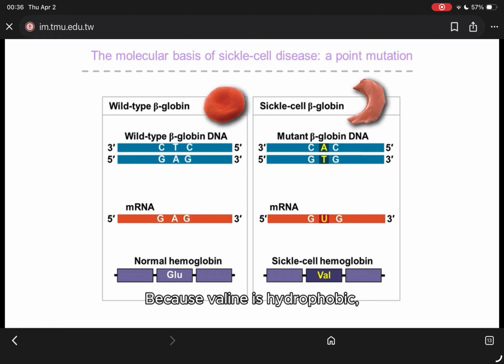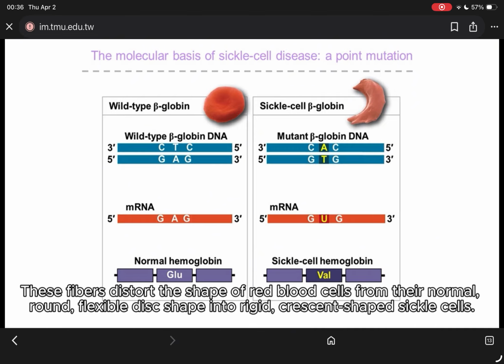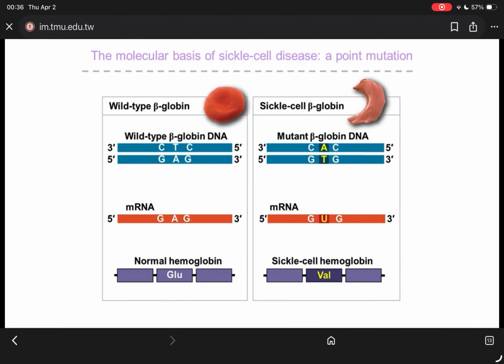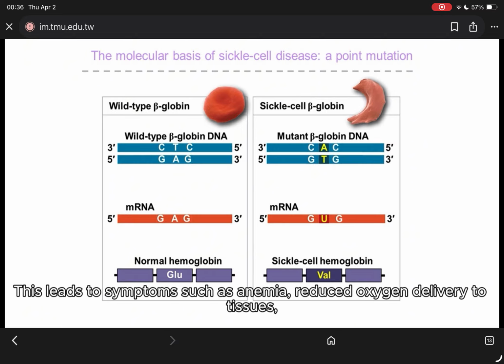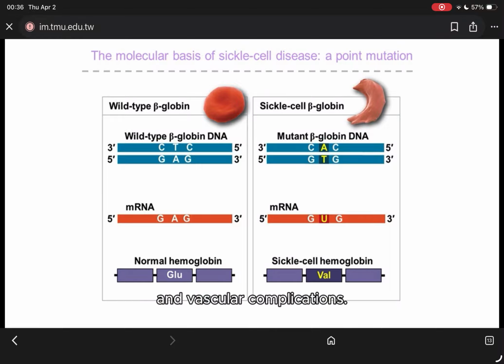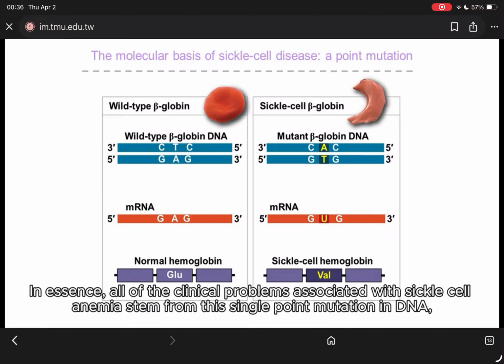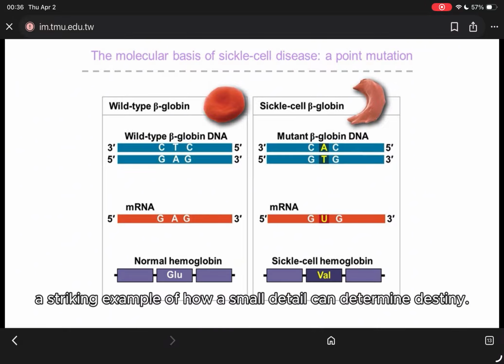Because valine is hydrophobic, hemoglobin molecules tend to stick together, forming long fibers. These fibers distort the shape of red blood cells from their normal round flexible disc shape into rigid crescent-shaped sickle cells. The sickled cells are less flexible, prone to blocking blood vessels, and have a shorter lifespan. This leads to symptoms such as anemia, reduced oxygen delivery to tissues, and vascular complications. In essence, all of the clinical problems associated with sickle cell anemia stem from this single point mutation in DNA, a striking example of how a small detail can determine destiny.